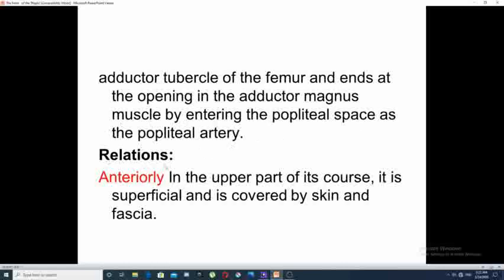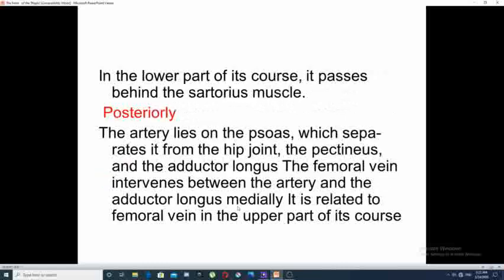The relations of the femoral artery. Anterior relation: in the upper part of its course, it lies superficial, covered only by skin and fascia. In the lower part of its course, it passes behind the sartorius muscle. Posteriorly, the artery lies on the psoas muscle, which separates the artery from the hip joint, the pectineus muscle, and the adductor longus muscle. The femoral vein intervenes between the artery and the adductor longus muscle medially.